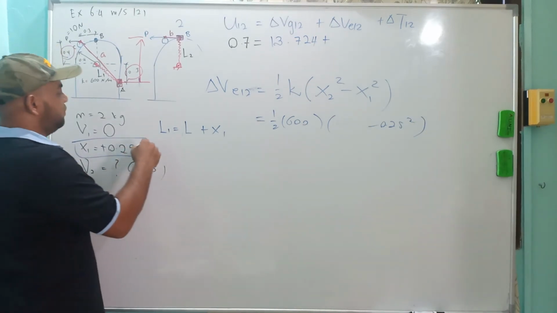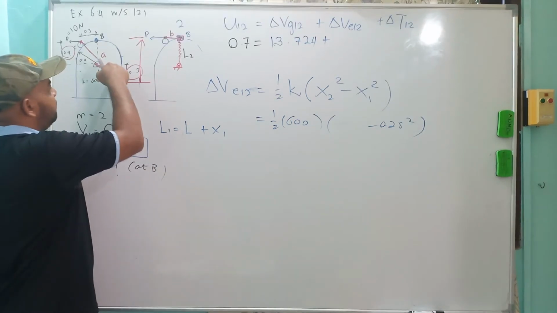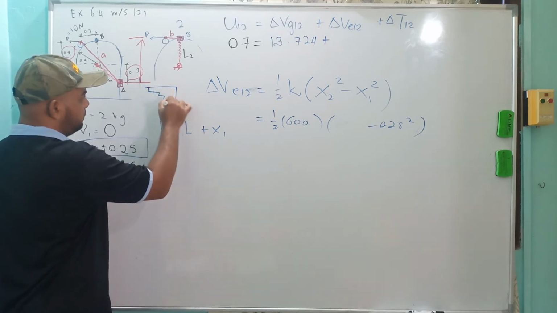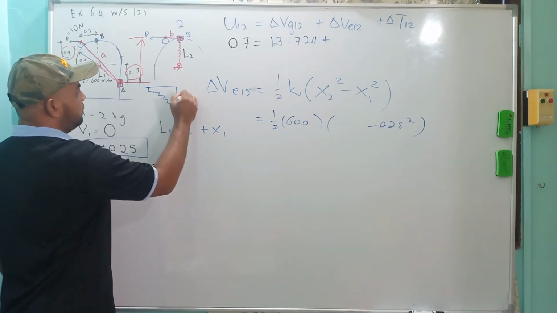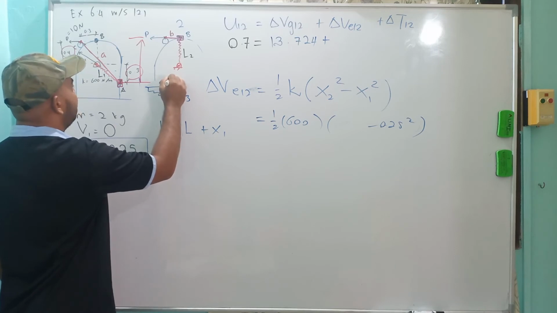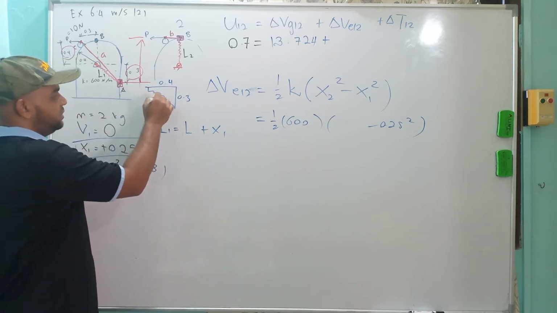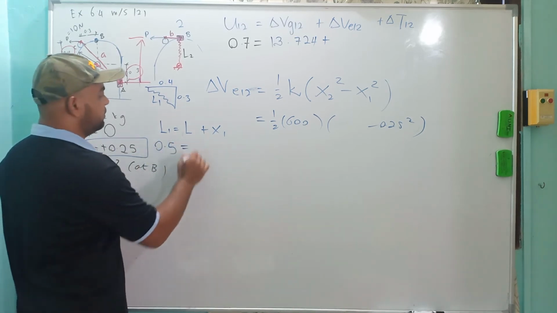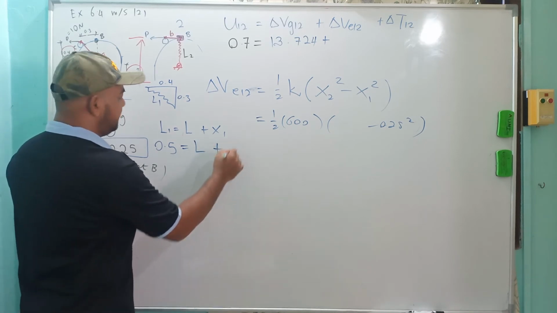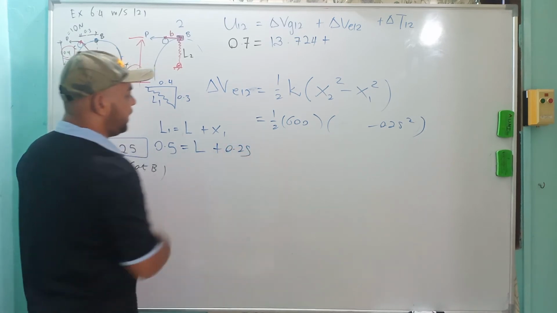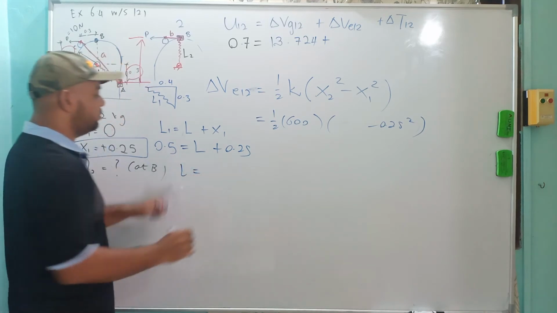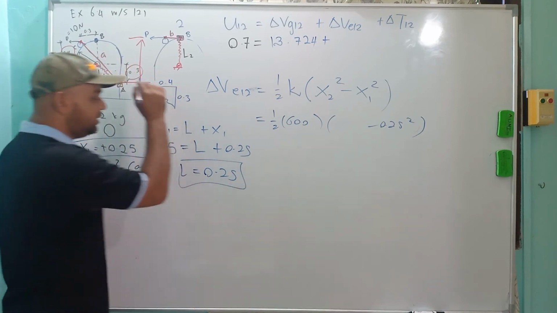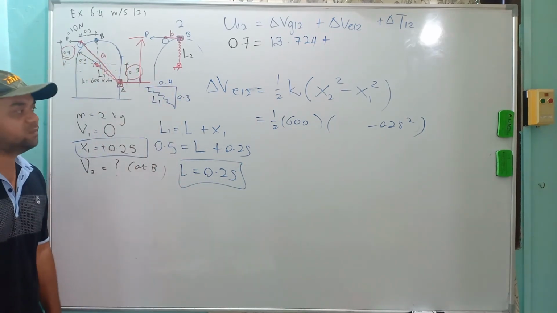In this case, you need to first calculate what is L1. L1, from this figure, is 0.5. So 0.5 equal to L, which we need to know, plus x1, 0.25. So L equal to 0.5 minus 0.25 equal to 0.25. It is the original length of the spring.